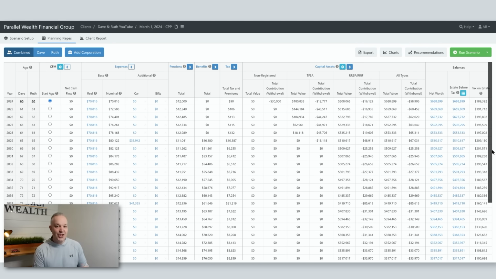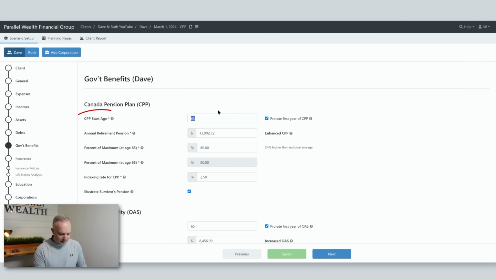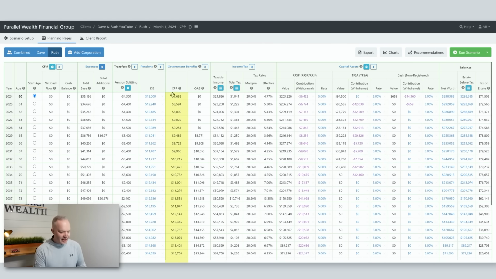What happens if we change CPP to age 60 and took it right away? So we'll go into the CPP pension. We'll change Dave to 60. We'll go to Ruth and do the same thing for her. Change that to 60. We'll go back to the planning page. And you can see here now that they're going to have CPP, you can see that number there, starting at age 60 for Ruth, and the same will be for Dave.